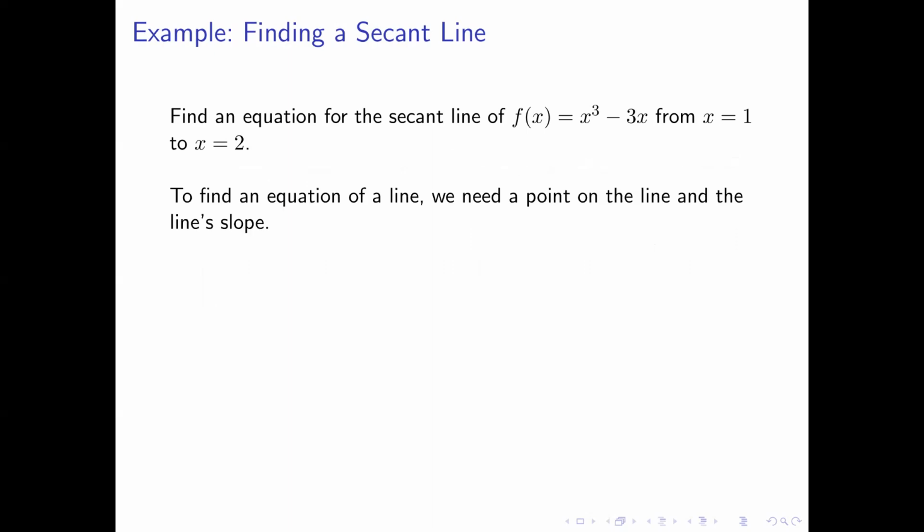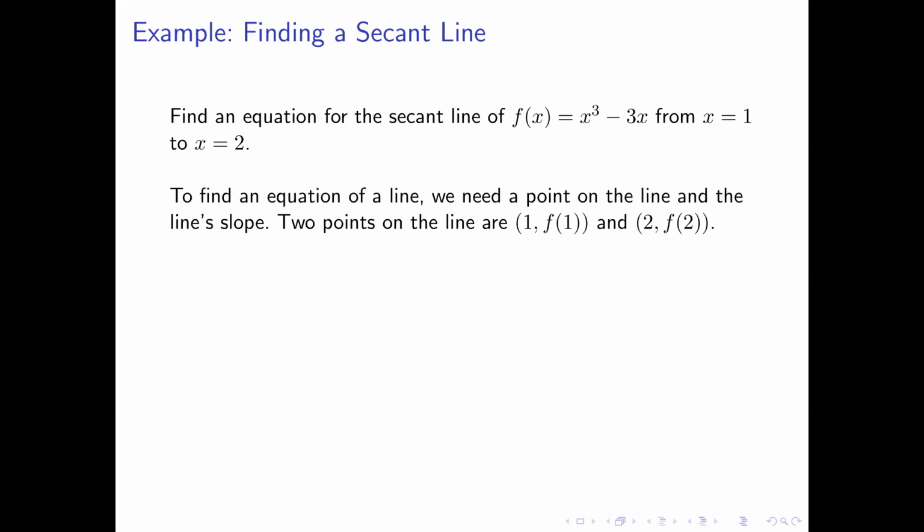Now, since we're trying to find an equation of a line, we need 2 pieces of information. We need a point and we need the slope. Well, we can find the points easily enough. In fact, we can find 2 points. We only really need 1 for a point, although we'll need 2 for a slope. But there are 2 points on the line. One of them is going to be where x equals 1. The other is where x equals 2.